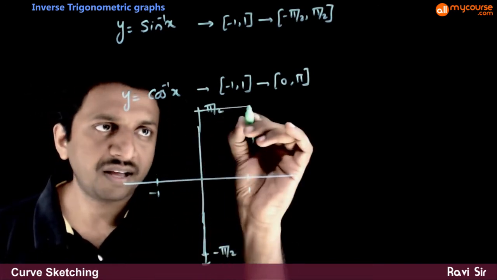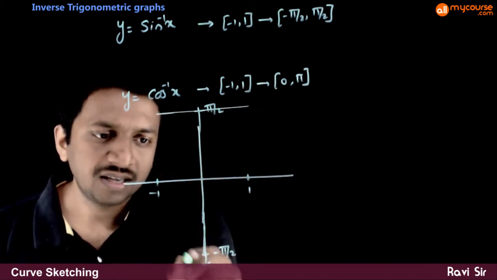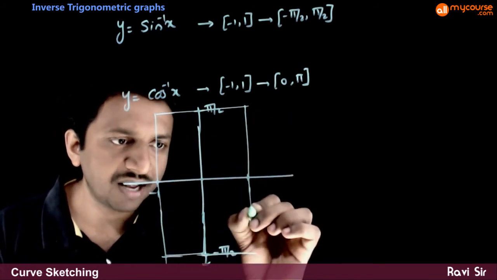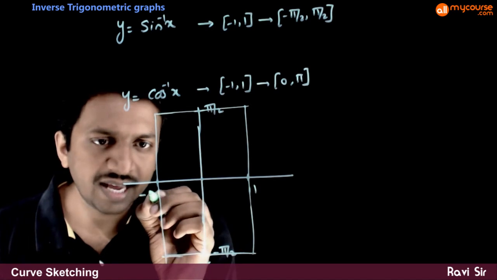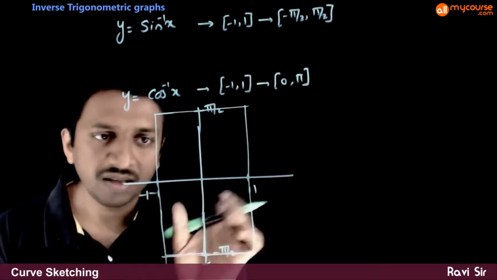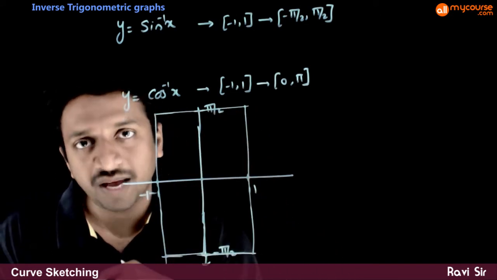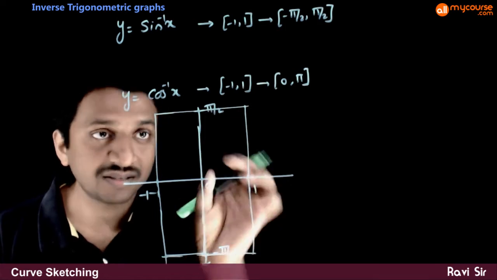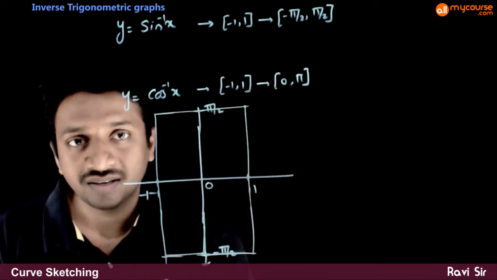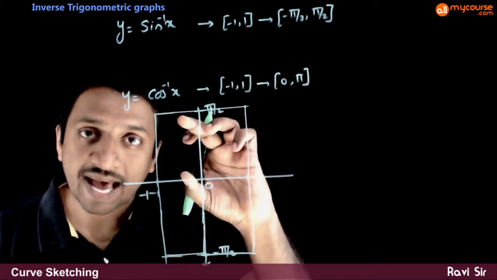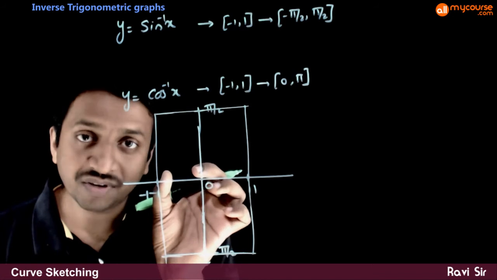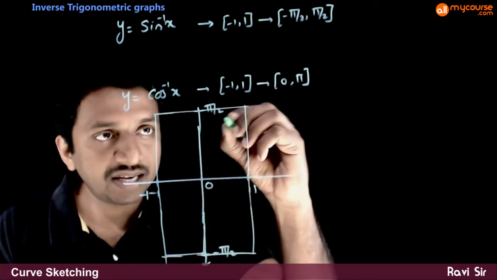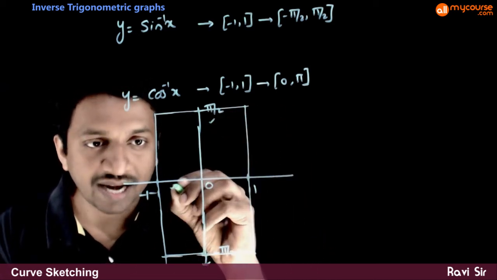So I can say that the graph lies in a box which looks like this. The graph completely lies inside this box, between minus 1 and plus 1, and between minus pi by 2 and plus pi by 2. For positive values of x, the answers lie in the first quadrant. Sine inverse of positive numbers gives you angles between 0 and pi by 2. Sine inverse of negative numbers gives angles between 0 and minus pi by 2. So you get the graph in this box and this box.